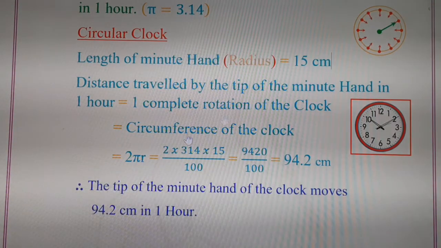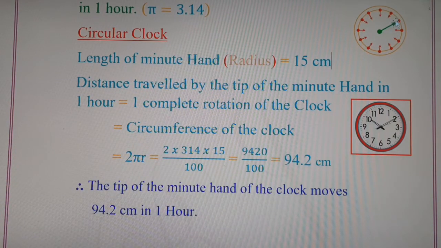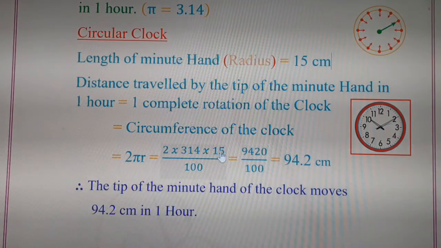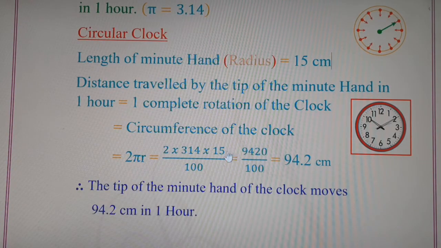And the radius of the clock, or the length of the needle, which is the longest needle, that is the minute hand, that length is the radius of the clock or the radius of the circle. So this radius is 15 centimeter. So r will substitute as 15, and the whole upon 100, and this we will multiply. 15 2s are 30, and 30 multiplied by 314, our answer will be 9420 upon 100. Children, you can calculate in rough paper or rough column and check this answer.